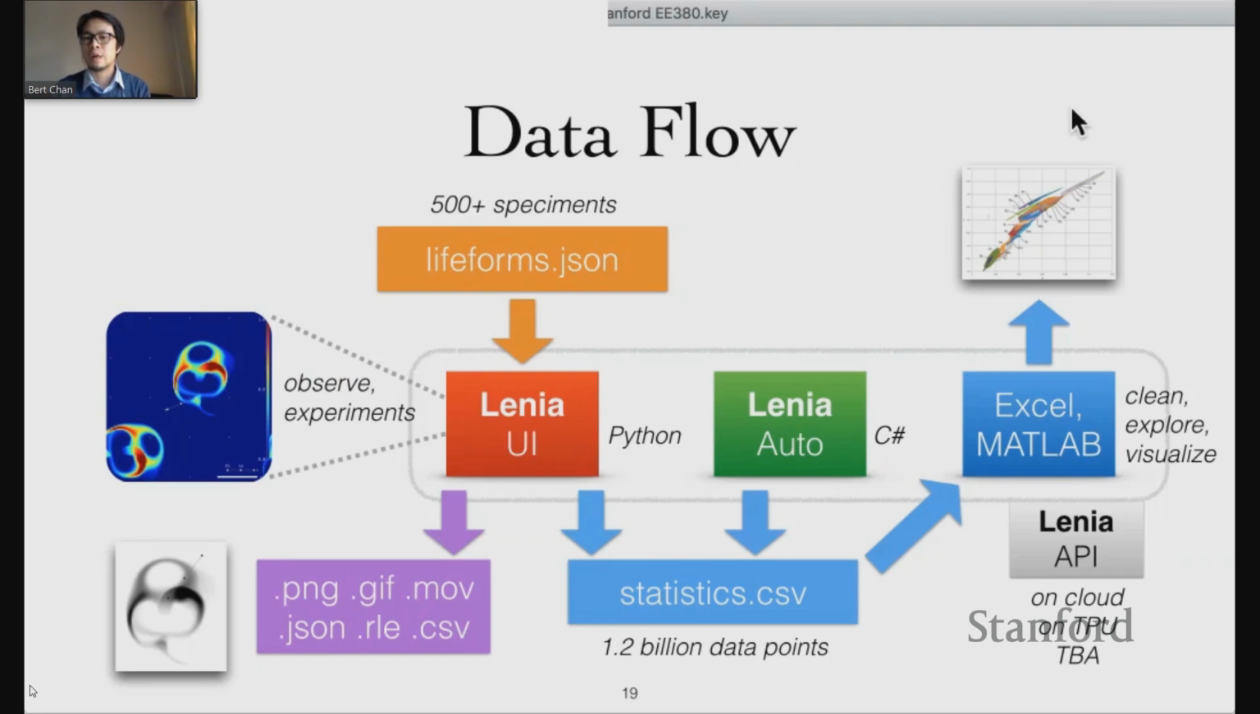In the future, it's actually under heavy development, we will have a Lenia API that includes all these functionalities of Lenia UI, Lenia Auto, or even Excel, that can be run on the cloud like Google Colab Notebook. That means we can use the TPU on Colab.